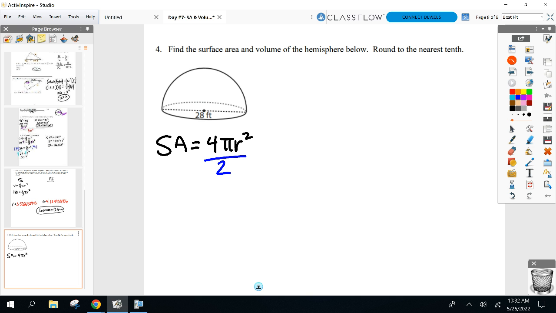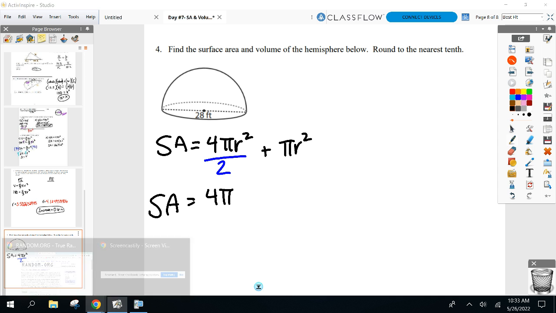So what we need to do is, yes, divide it by 2, but also add in the bottom of the hemisphere. What do you think I'm going to add in for the area of the bottom? It's a circle, so it would be pi r squared. So surface area of a hemisphere, I got to worry about covering the bottom part, which is a circle. If anybody wants to change this into 3 pi r squared, that's fine before you start.